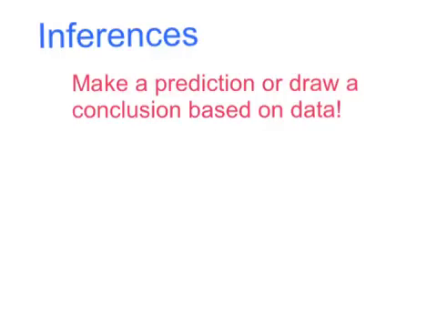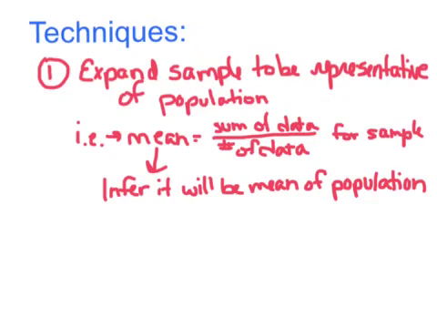In this video, we're going to talk a little bit about how to make inferences, which is basically saying you're going to make a prediction or draw a conclusion based on the data that you have, particularly based on the sample set of data that you have. So, take a look at some techniques that we use. Pretty much what we're always going to do is expand a sample to be representative of a population.